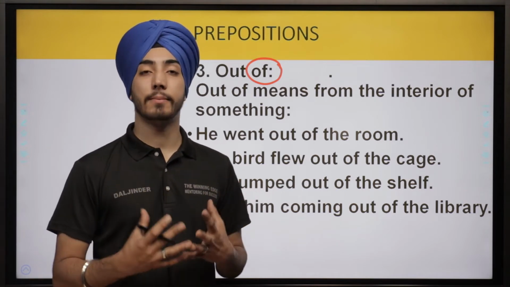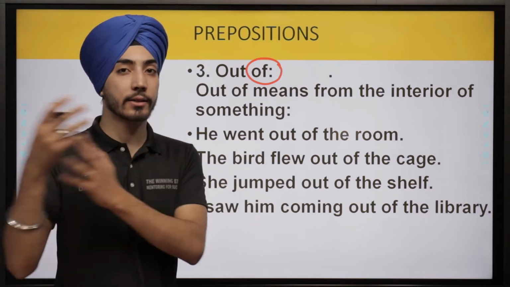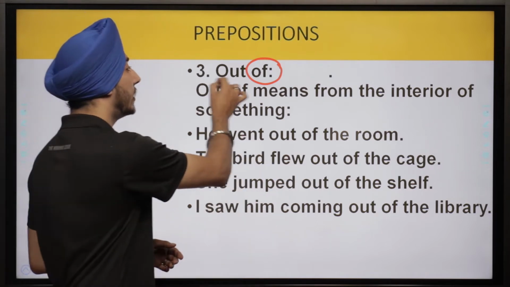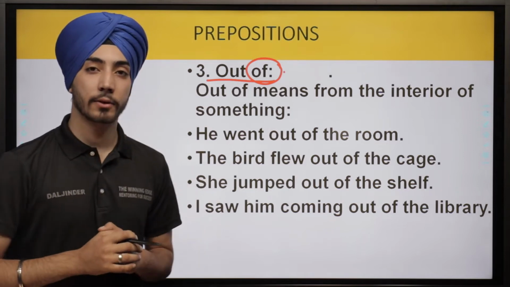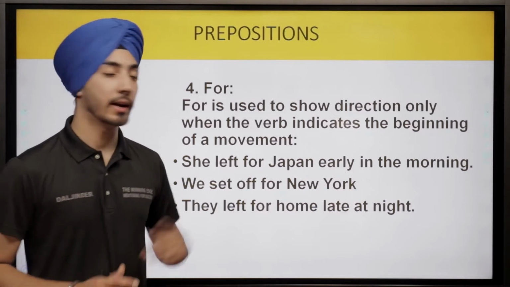So whenever we have something which is in motion, ठीक है, और वो किसी चीज के अंदर से it is going outside, then we use the preposition out of. I hope this is clear with you. Now let's look on to the next preposition. So the next preposition is for.